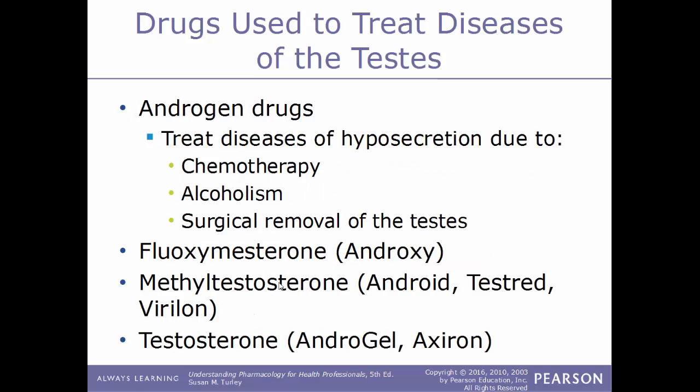Now, androgen drugs are also used to treat diseases of hyposecretion of testosterone, also caused by chemotherapy, alcoholism, or even surgical removal of the testes. And some examples of an androgen drug would be fluoxymesterone, also known by the trade name Androxy, methyltestosterone, also known by the names Android or Testred or Virilon, and testosterone, sold under the brand names Androgel or Axiron.